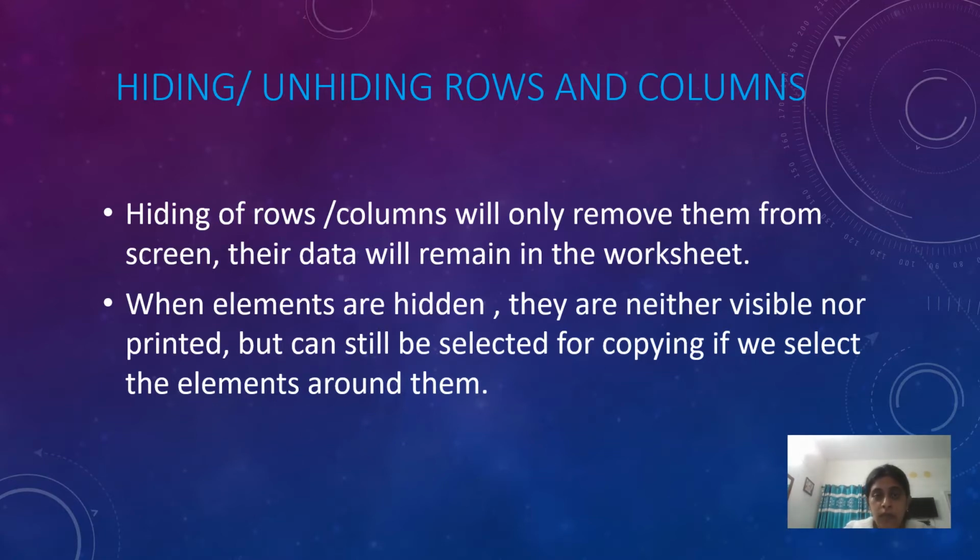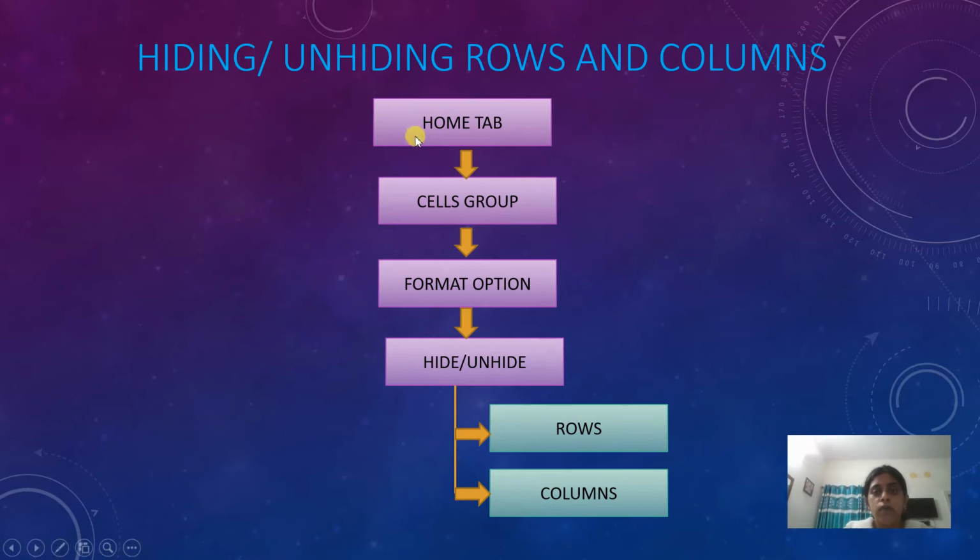Now, how to hide and unhide a column? Once I have hidden a column or a row, and later on I don't want to keep it hidden, I want to unhide it. That option is also available. So we'll see hiding and unhiding rows where the option is present. In the office ribbon in the Home tab, there is a group called the Cells group. Inside the Cells group, there is a Format drop down option. Under the Format drop down option, you will get Hide and Unhide. Under that, we have rows and columns. Even sheets are present, but in your syllabus, we just have rows and columns.